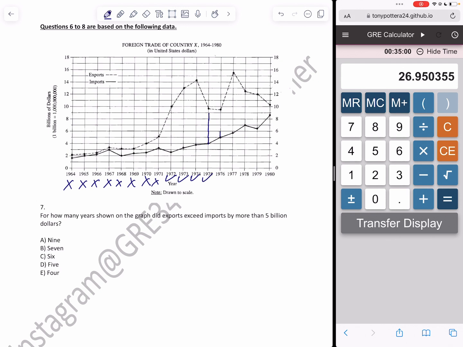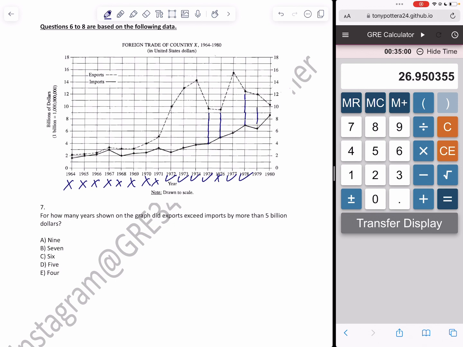1976. 1, 2, 3, 4. This is like 4.5. So 1976 is not included. For 1977, yes, that would be. You can just tell by how much the gap is. 1978 is 1, 2, 3, 4, 5. Yeah, 1978 is also alright. 1979.